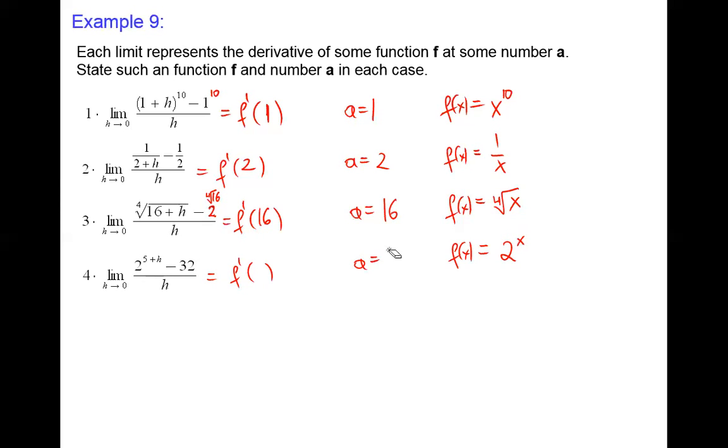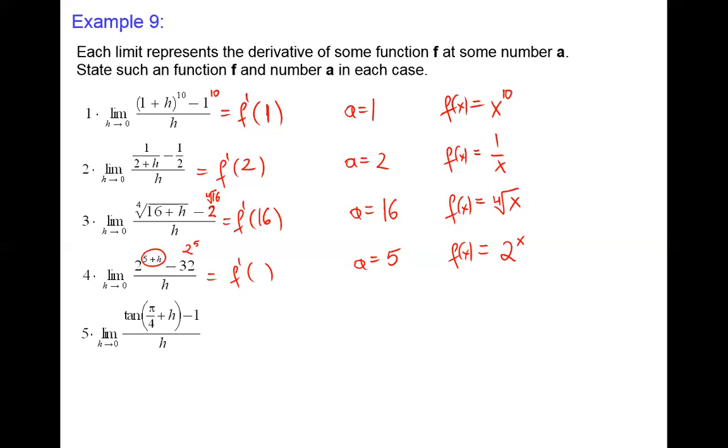And what is the a value? Yes, the a value is important. It's actually 5. We can see that's how we tell. And 2 to the power of 5, of course, is 32. Okay, let's do maybe one more.